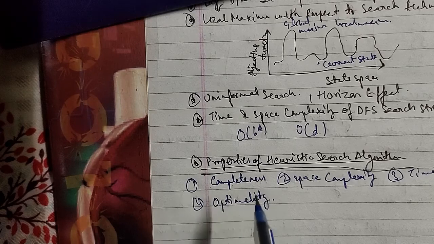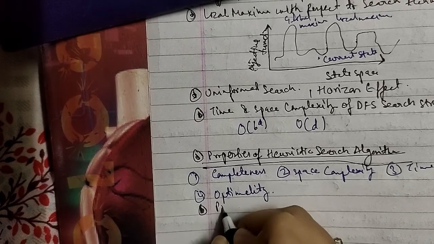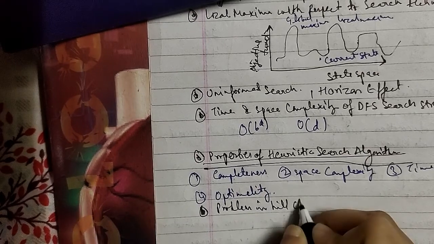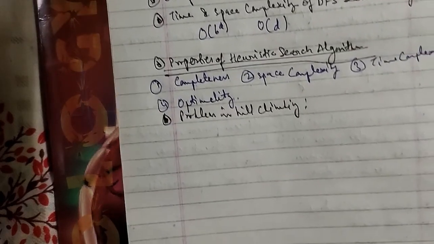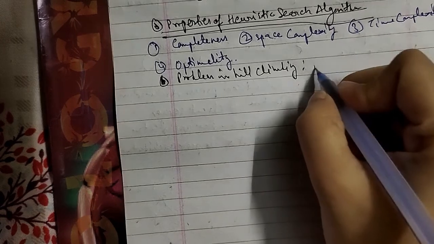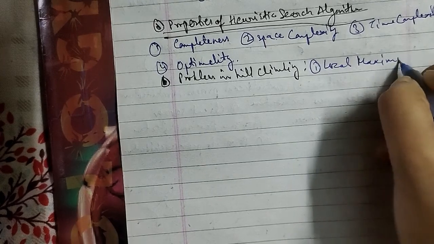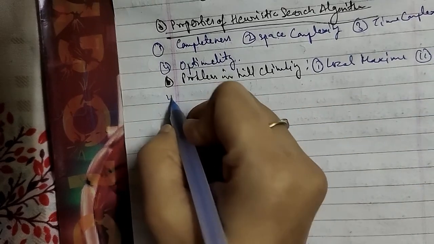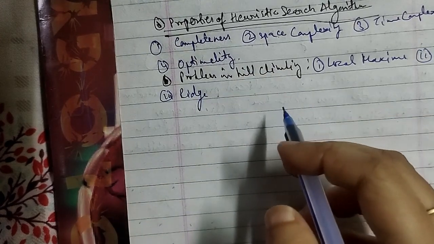Now we'll go ahead to discuss what are the problems in hill climbing. In hill climbing, we have 3 problems: the first is local maxima, the second is plateau, and the third is ridge. These were the 3 problems that we face in hill climbing.